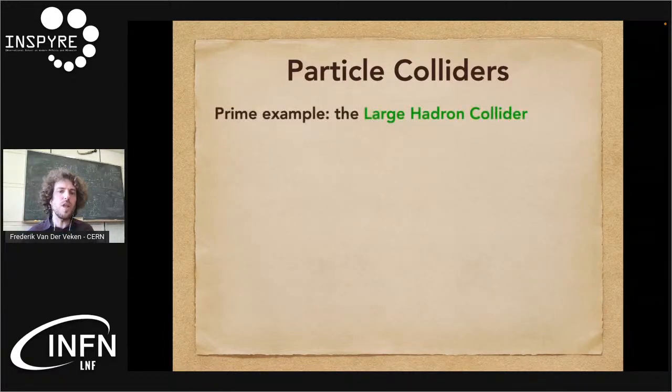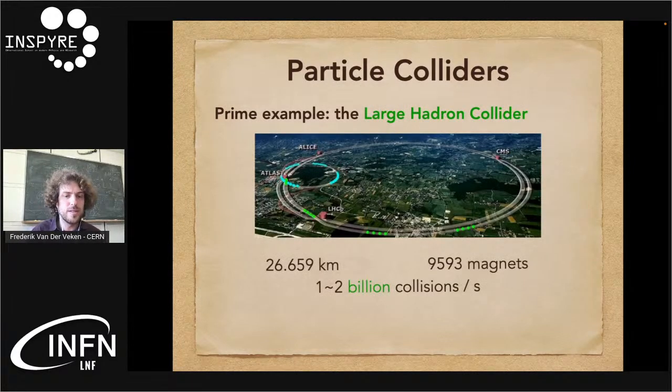Okay, so the best example we have of a particle collider is the Large Hadron Collider. Why is it the best example? Well, because it's large. It's our biggest example. It's 27 kilometers. I'll round it up, 26.659 kilometers. It has 9,593 magnets, almost 9,600 magnets. That's a lot. I think you can agree that's a lot of magnets. But then again, 27 kilometers is also quite big.